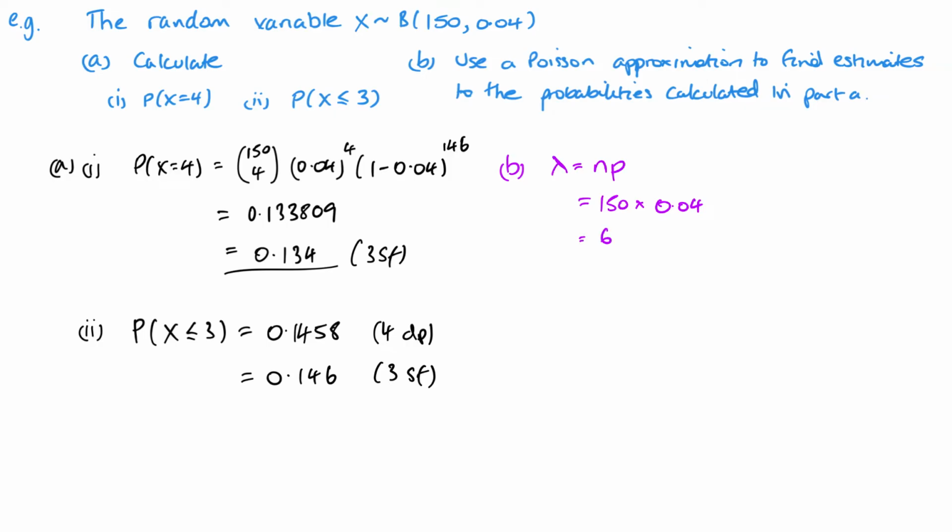And that gives me 6. So I'm going to call this y now, as we're looking at an approximation. And my value of lambda is 6. It's worth noting that I would say like 99% of the time, if you get asked one of these questions in the exam, this value of lambda should really be a value that's in your tables.